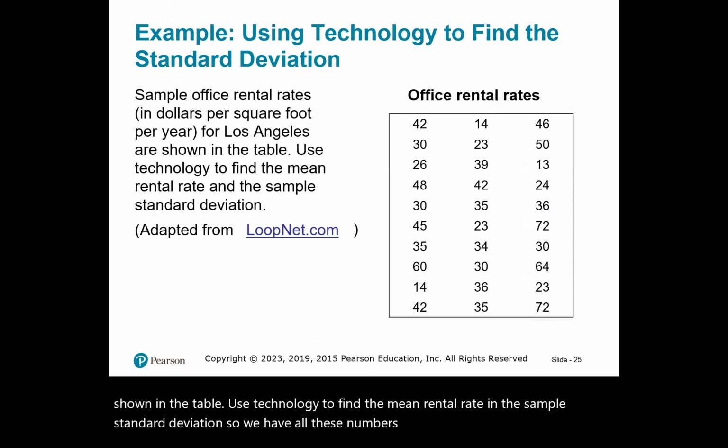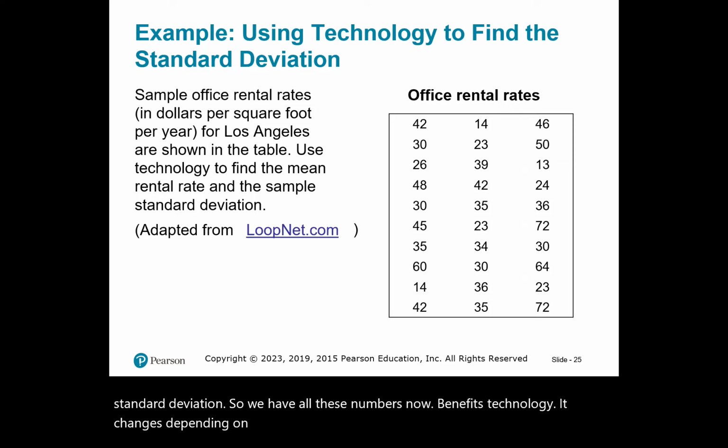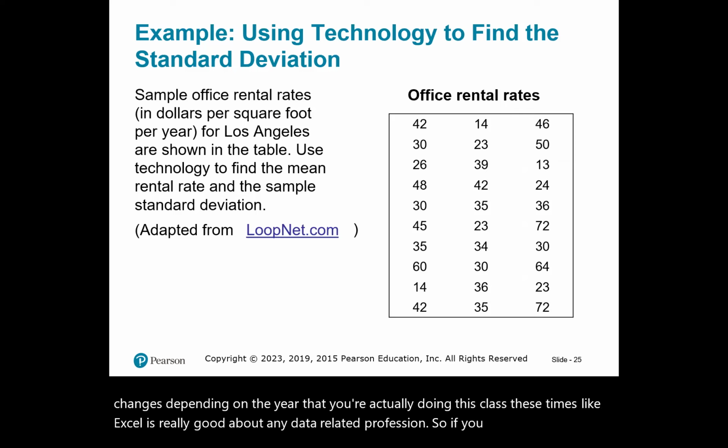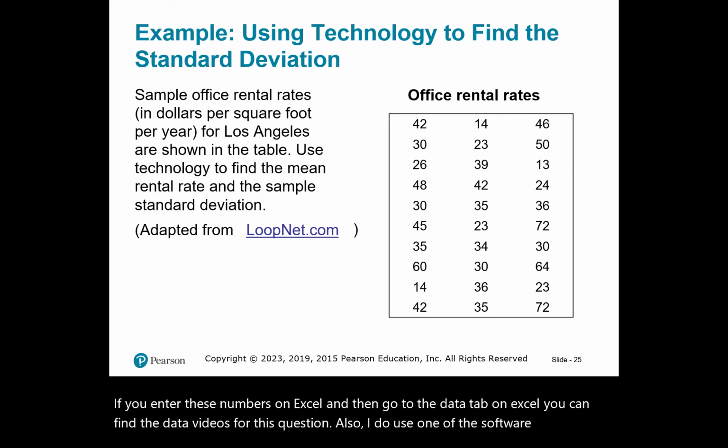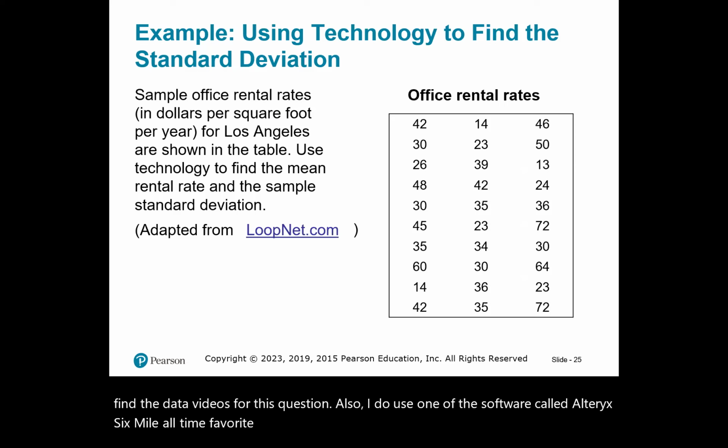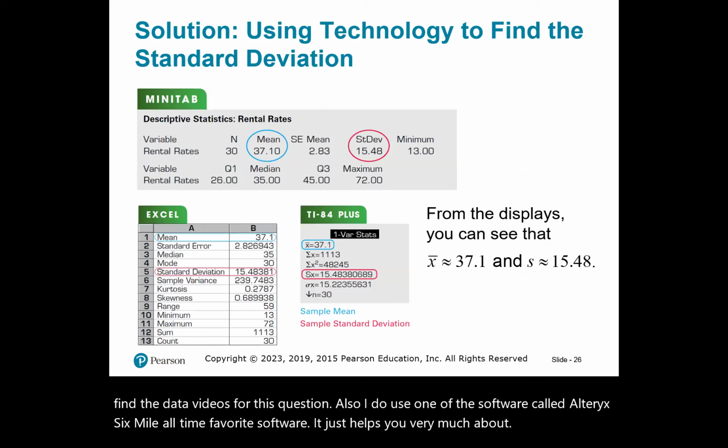When it says technology, it changes depending on the year that you're actually doing this class. These days, Excel is really good for any data-related profession. If you enter these numbers in Excel and then go to the Data tab, you can find the values for this question. I also use a software called Alteryx. It's my all-time favorite software. It helps you very much with variance and standard deviation.